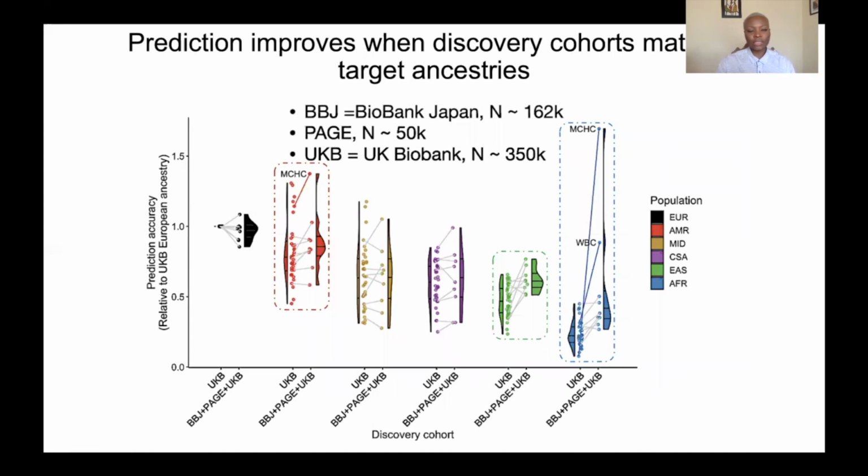So then we wanted to assess the impact on prediction accuracy when the discovery and target cohorts were matched for ancestry. And we did this across single cohort using UK Biobank, but also in meta-analysis in BBJ, PAGE, and UK Biobank. And in general, there was improved prediction accuracy, and particularly in the America, East Asian, and African cohorts, which is consistent with the ancestries represented in BBJ and PAGE. And looking within the African group, there was a significant gain in prediction accuracy in 2 phenotypes. The first being mean corpuscular hemoglobin concentration, and the second being white blood cell concentration, WBC.